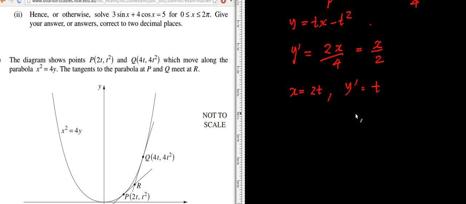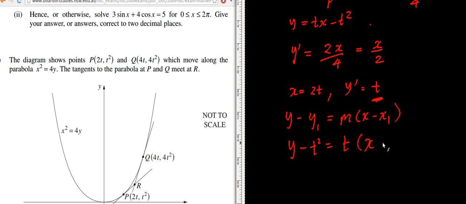All right, great. And now I just use my usual y minus y1 is equal to my point gradient formula, m times x minus x1, right? So this is going to end up being y minus t squared is equal to t times, because that's my gradient, x minus 2t. Right, so expanding the right hand side, I will end up with xt minus 2t squared, and this will simplify down to y is equal to tx minus t squared.